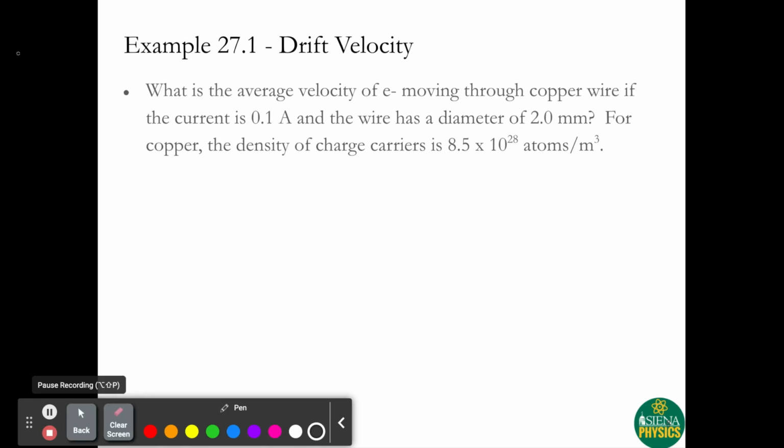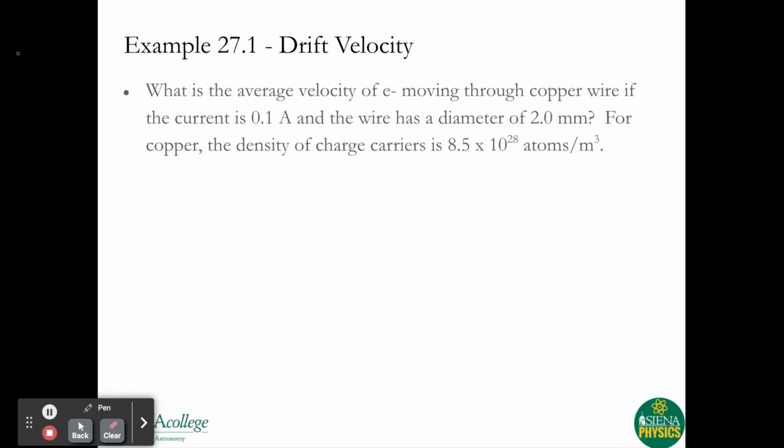Okay, so let's do an example problem. We want to find out what the average velocity of electrons moving through copper wire is if the current is 0.1 amps. The wire has a diameter of 2 millimeters, and the density of charge carriers is 8.5 times 10 to the 28.